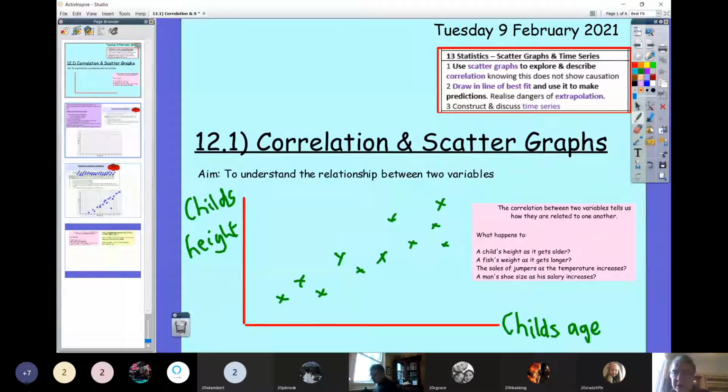Let's have a look at the various examples we could have. That's the one I've done, a child's height as it gets older. Another is a fish's weight as it gets longer. You might have the length of a fish along the bottom and how much it weighs on the side. Generally speaking, the longer the fish, the heavier it will weigh. So we're understanding the relationship between two variables, two things that change. A child's age changes with time and its height changes as it grows.